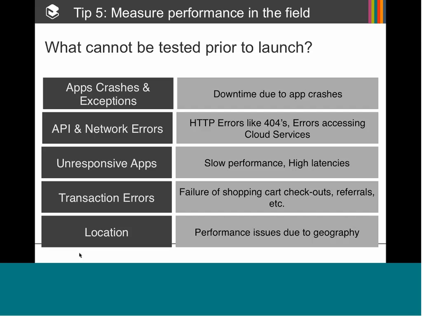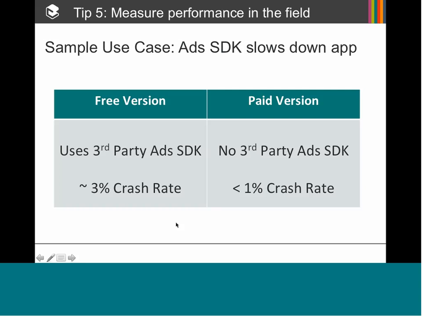Things like unresponsive apps just because of slow APIs, transactional errors when your app just fails, and then also due to geography. We see that not every cell phone carrier is made the same, and we see a lot of different variation there. So some of the big issues here that we look at is one use case here.